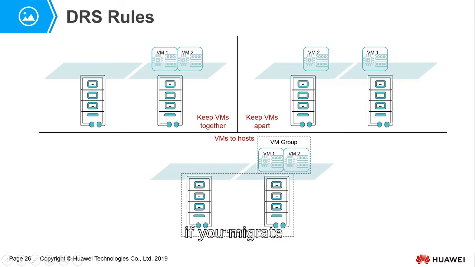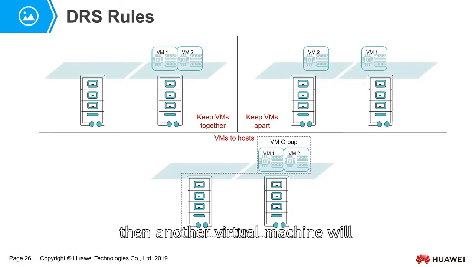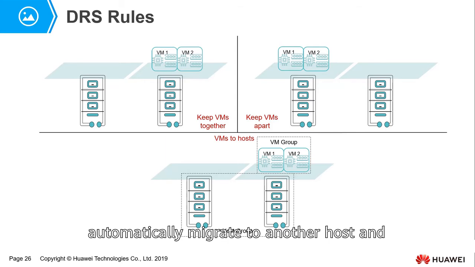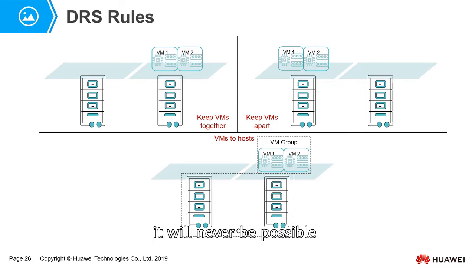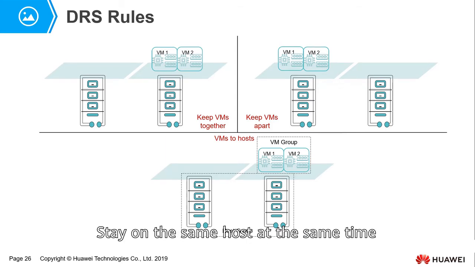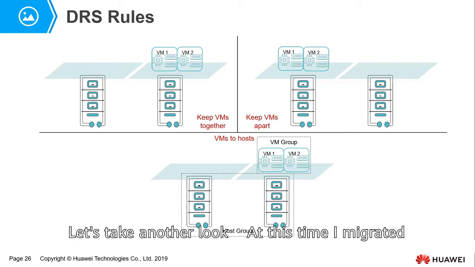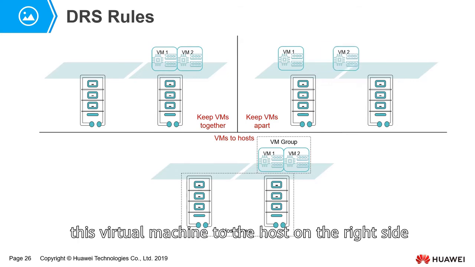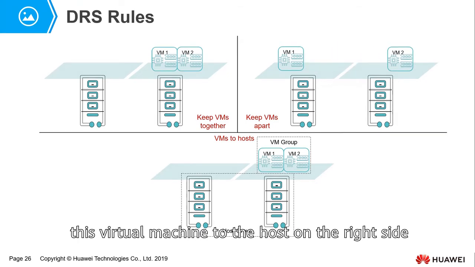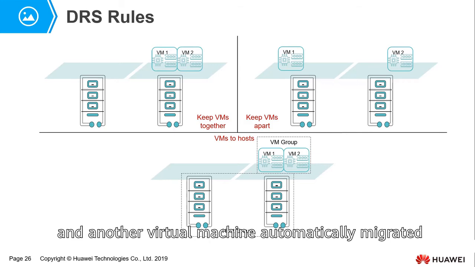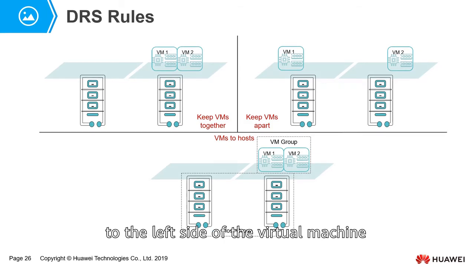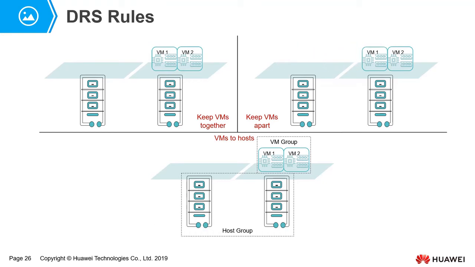For example, if you migrate a virtual machine to one host, another virtual machine will automatically migrate to another host, and they will never be on the same host at the same time. Let's take another look. At this time, I migrate a virtual machine to the host on the right side, and another virtual machine automatically migrates to the left side. This is called keep VMs apart.